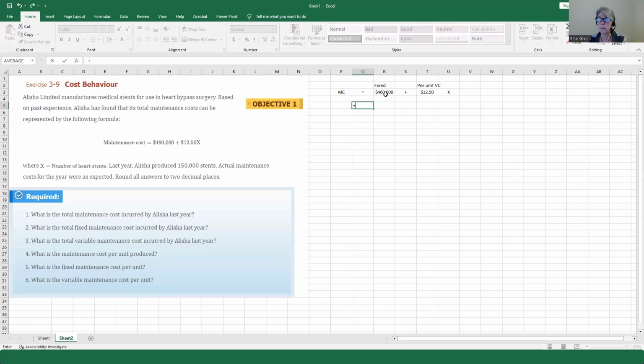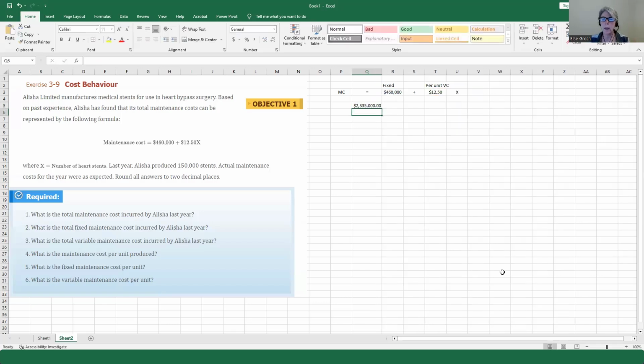Number 1 says, what is the total maintenance cost incurred last year? We're going to take that 460,000, we're going to add in the $12.50, and we're going to multiply it by the number of units, which is 150,000. The maintenance cost is equal to $2,335,000. Now, what is the total fixed maintenance cost incurred by Alicia last year? The total fixed cost is simply the 460,000.